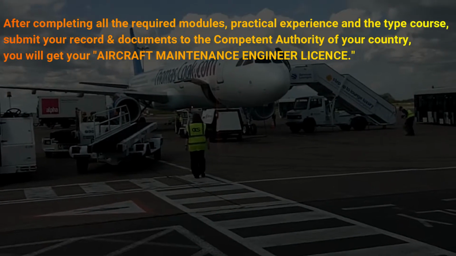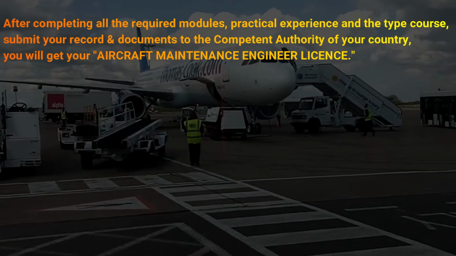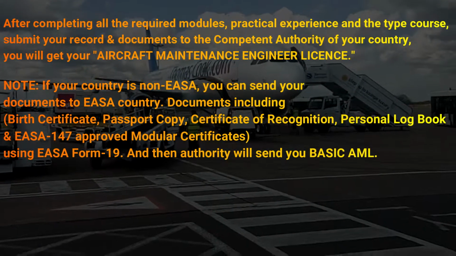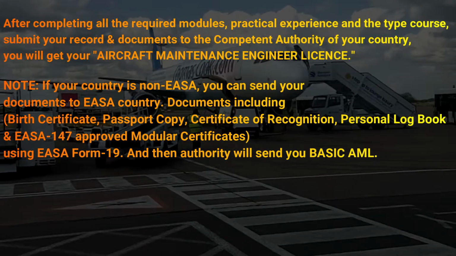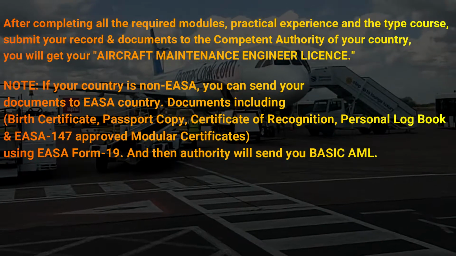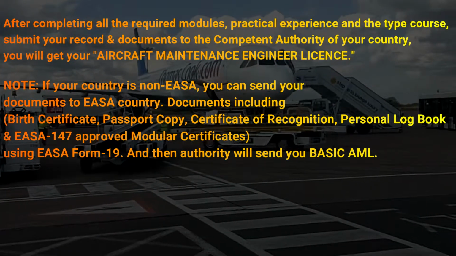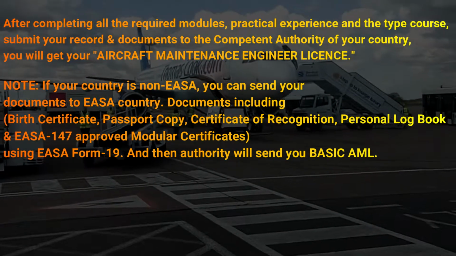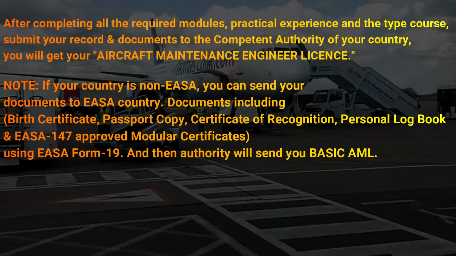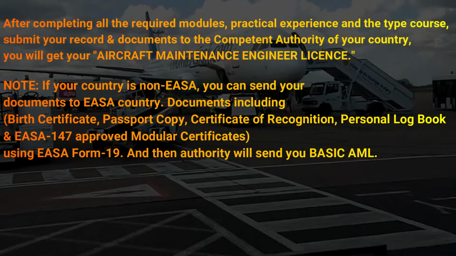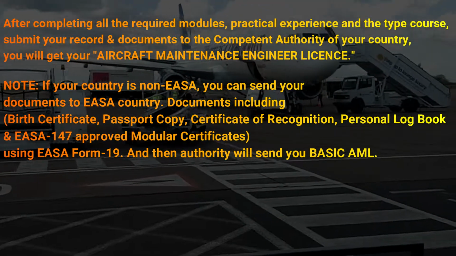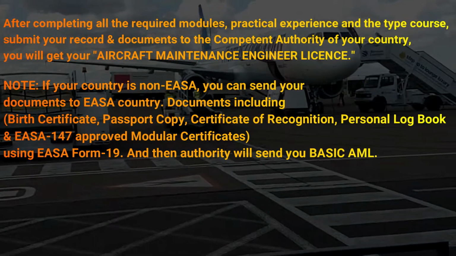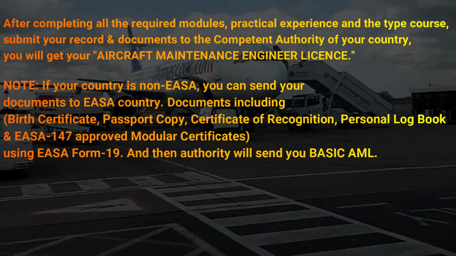After completing all the required modules, practical experience, and the type course, submit your record and documents to the competent authority of your country. You will get your aircraft maintenance engineer license. If your country is non-EASA, you can send your documents to an EASA country. Documents include the birth certificate, passport copy, certificate of recognition, personal logbook and EASA 147 approved modular certificates, using EASA Form 19. And then the authority will send you the basic AML.